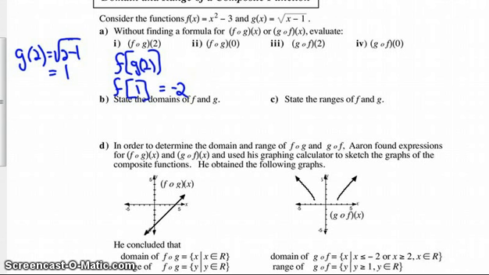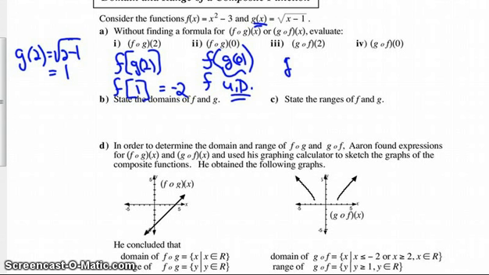What is f of g at 0? Well, that is f at g at 0. What is g at 0? I go up and I look at g, and g at 0 is undefined, and therefore this is undefined. So we can't find an answer to that.